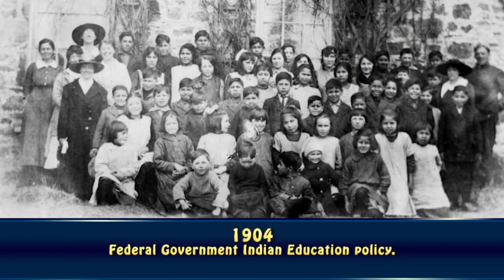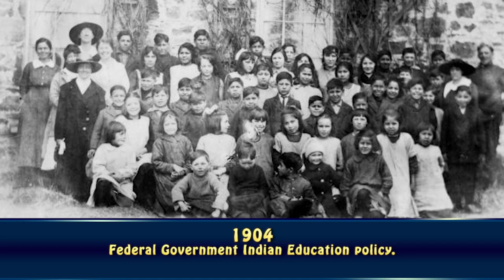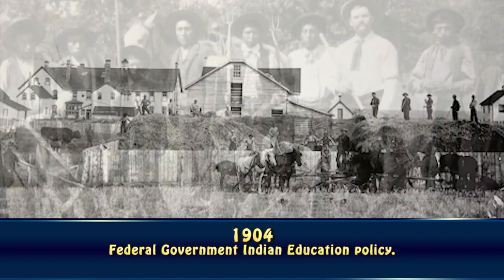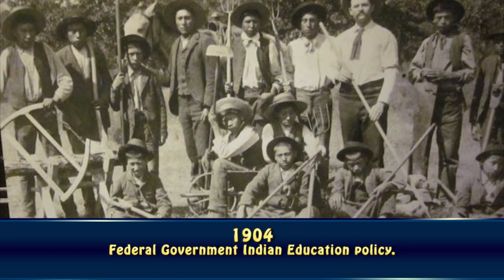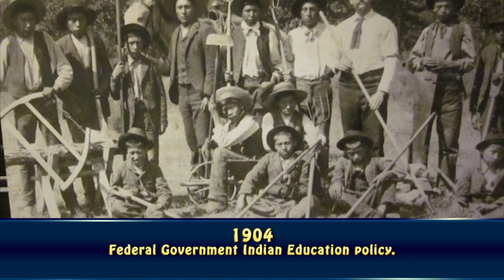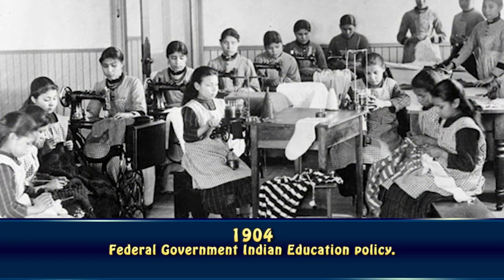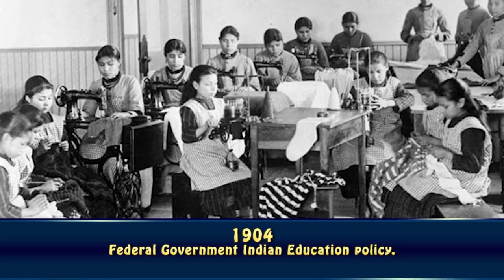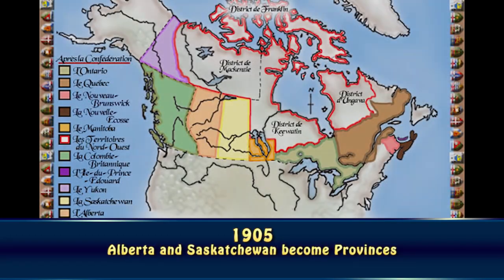The government changes policy, whereby industrial schools would now focus exclusively on agriculture. Aboriginal boys would become handy all-round farmers, and Aboriginal girls would learn the skills to become excellent housekeepers. The Northwest Territories are divided to become the provinces of Alberta, Saskatchewan, and portions added to Manitoba.